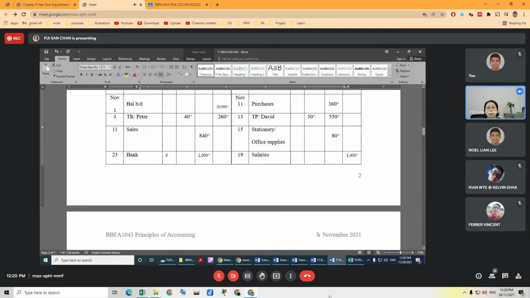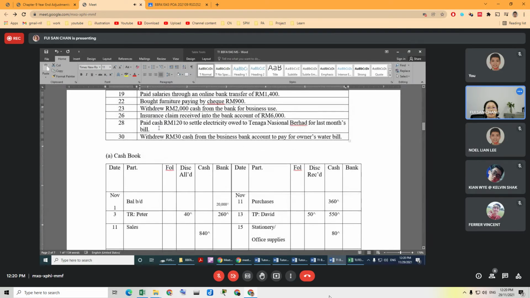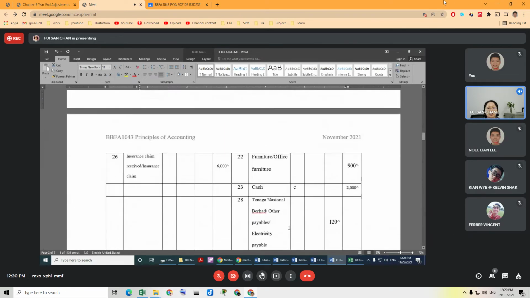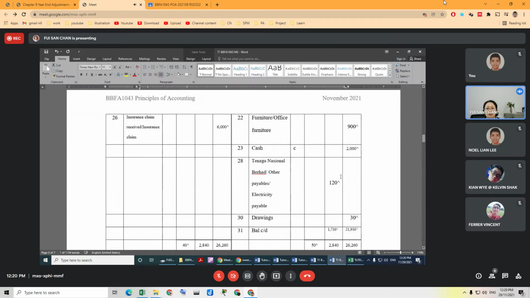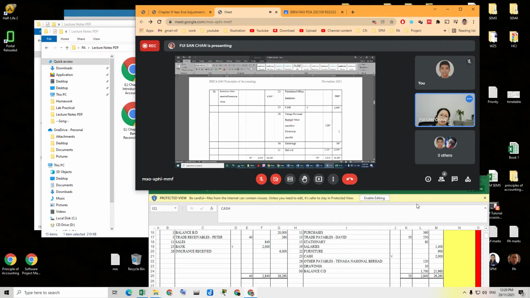Oh, and then the next one is 28. Paid cash 120 to settle electricity owed to Tenaga Nasional Berhad for last month's bill. Right? Okay. So this one is electricity bill. So you debit electricity, you credit cash. Yeah. Debit electricity bill, credit cash. So you can put Tenaga Nasional Berhad, other payable electricity also can, credit cash.